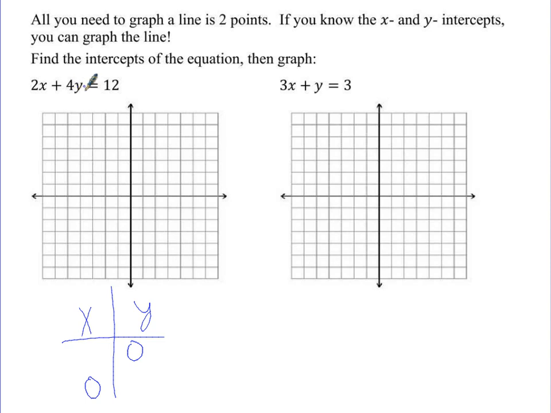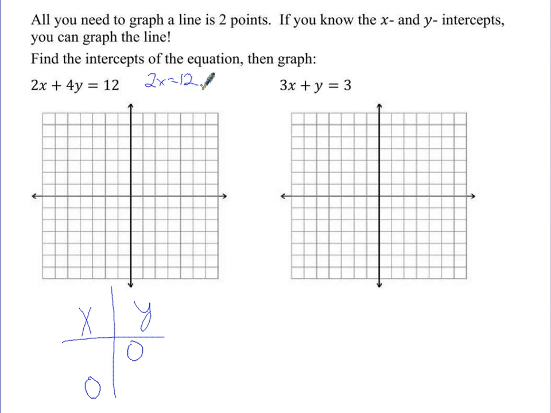4 times 0 is 0. This term disappears. It's almost like it's gone, right? It never was there in the first place. So what I'm going to suggest you do is, instead of doing what I did, which is scribbling it out, cover it up with your finger, or just pretend it's not there somehow. If you cover that up with your finger, now it's gone, and I'm left with what equation? 2x equals 12.